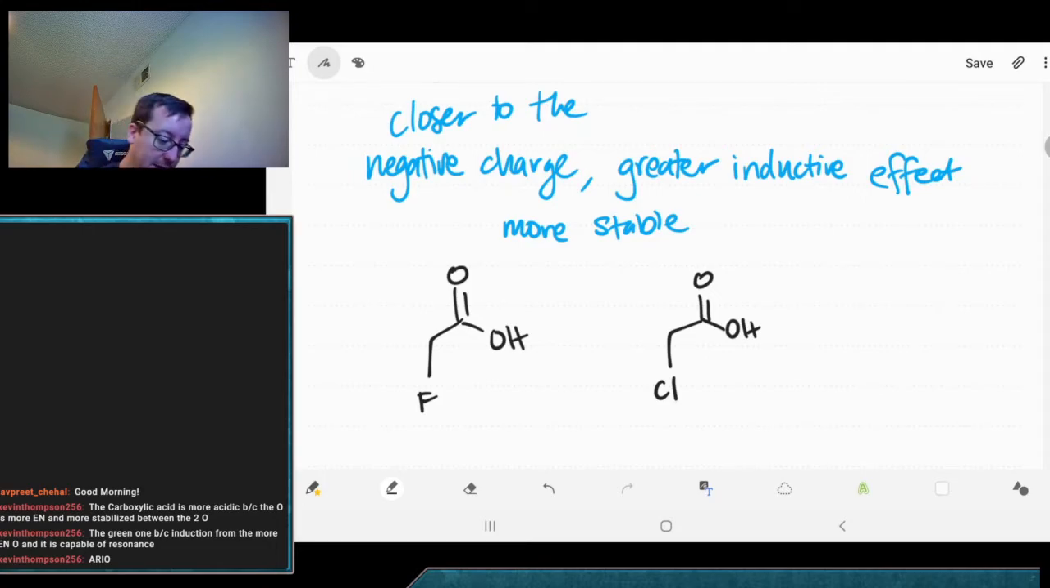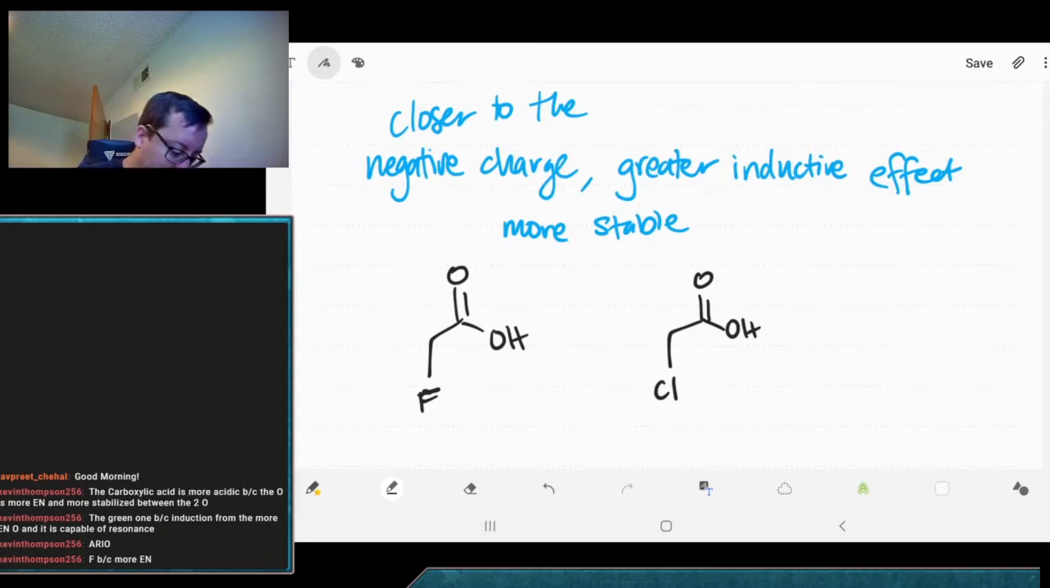Which of these do we think is going to be better? Which one's going to have the stronger inductive effect? So again, we're looking at these. They're not cationic. They're both on oxygen. They both can resonate the same way. So now we're looking at induction. Otherwise, they're identical molecules, right? So we're looking at these things kind of in order.